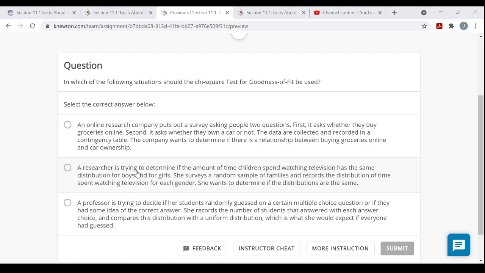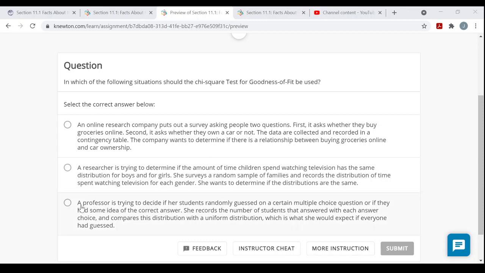A researcher is trying to determine if the amount of time children spend watching television has the same distribution for boys and for girls. All right, so right there, I can tell you we'd be running a test for homogeneity here, because I'd have the distribution of boys and the distribution of girls, and then test whether or not those distributions were the same. So this should be a test of homogeneity. So it's got to be this last one.